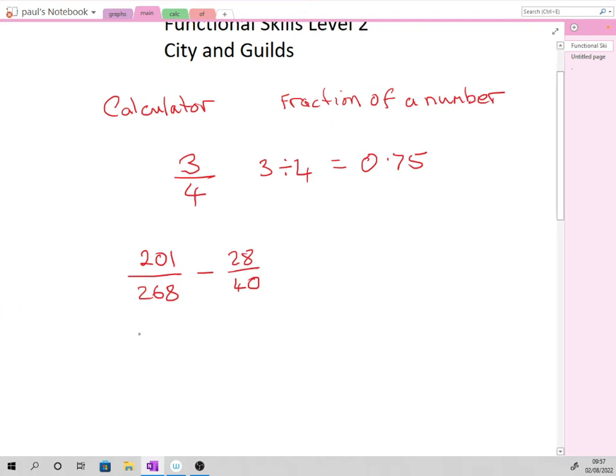So that comes out as 0.75. And what's this one? 28 divided by 40, 0.7. So 0.75 minus 0.7 is 0.05.